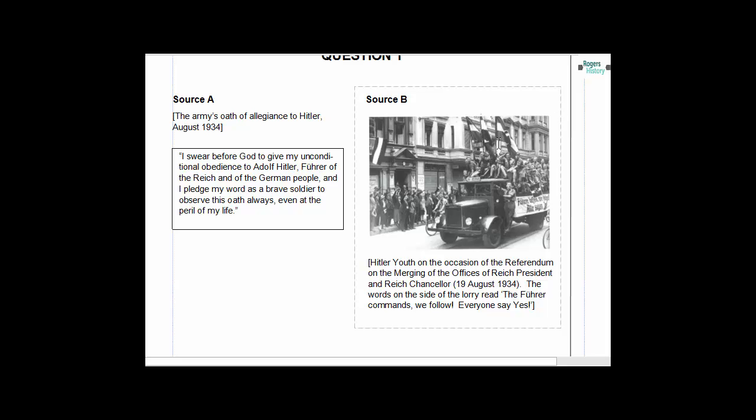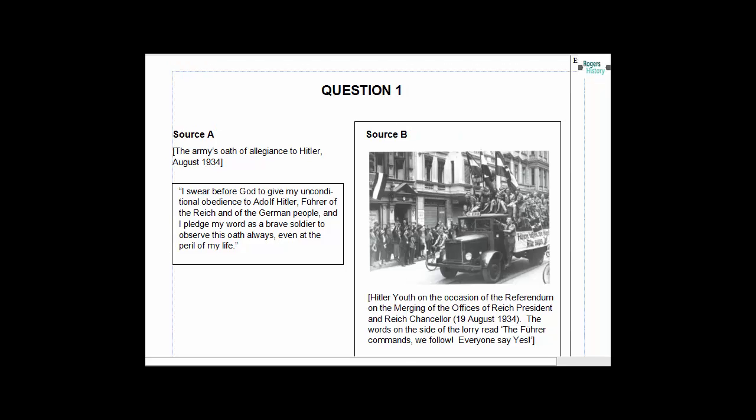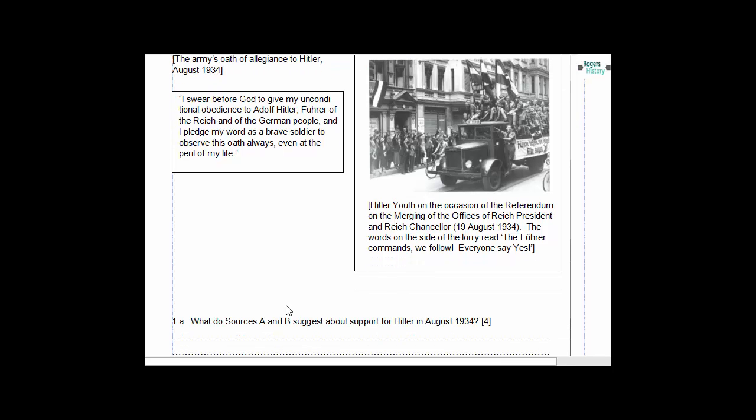This is a talk through of the Germany 2015 exam paper for WJEC History, and the aim of this tutorial is really just to introduce you, the candidate, to what to expect when you open that Germany paper. The first question that you're going to come across is question 1 and question 1A, which is here.